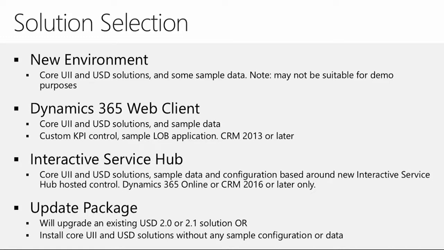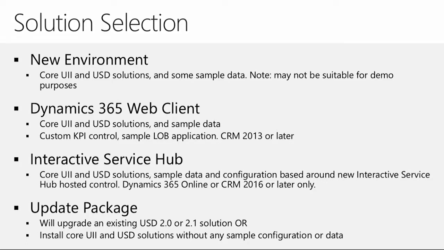If you're looking to demo the application for customers or build some little functionality based upon those demo environments, then you can use the Dynamics 365 web client. That's going to have all of your UII information as well as the baseline USD controls as well as sample data, but that's also going to have some custom KPI information. It'll have a sample line of business application. It's really meant for demo environments. If you're going to be building this for yourself or for a customer, don't choose this particular option. This is really for demos.